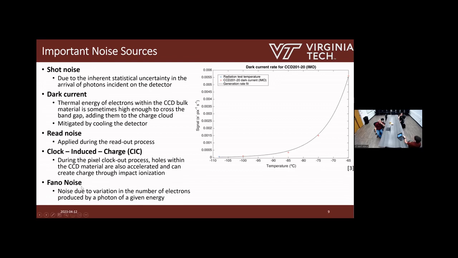Finally, we also have phantom noise, and this is noise due to, again, the statistical variation in the number of electrons that are produced by a photon of any given energy. There's noise associated with that as well.